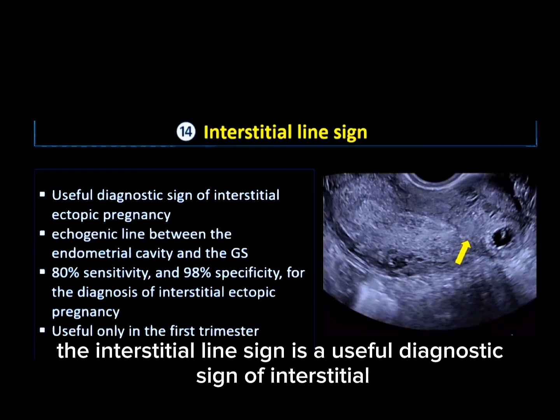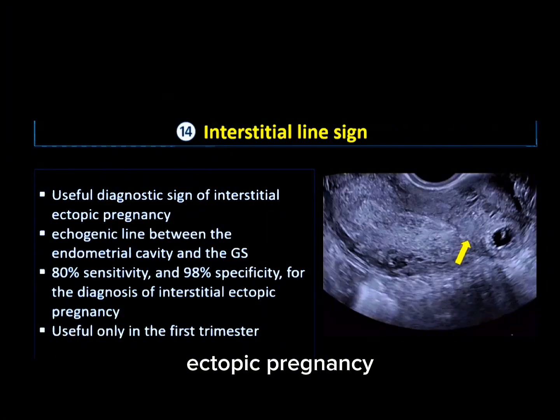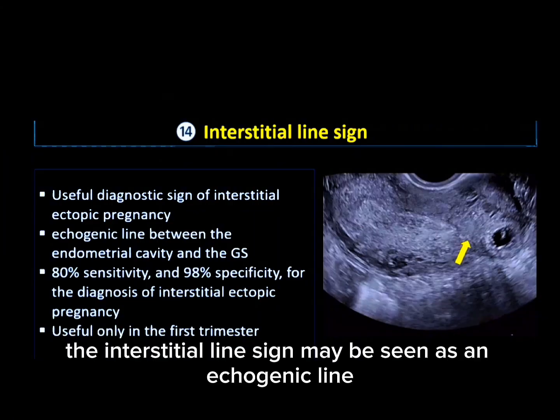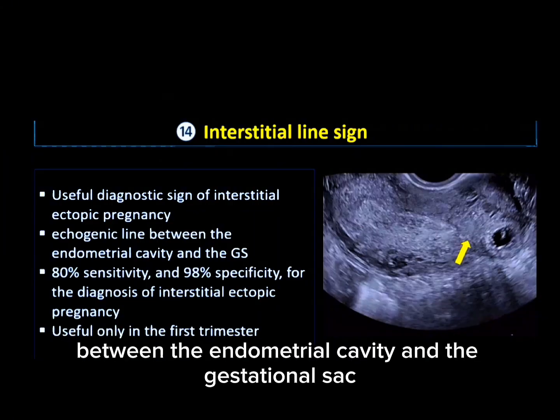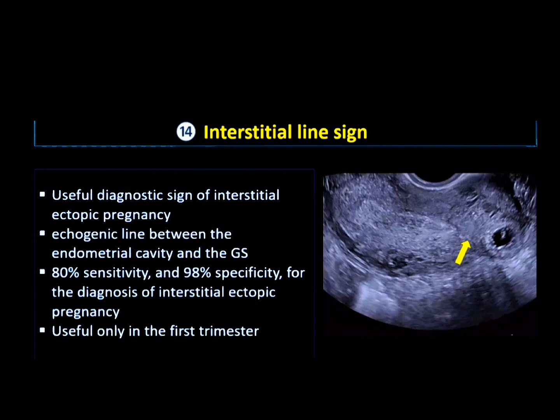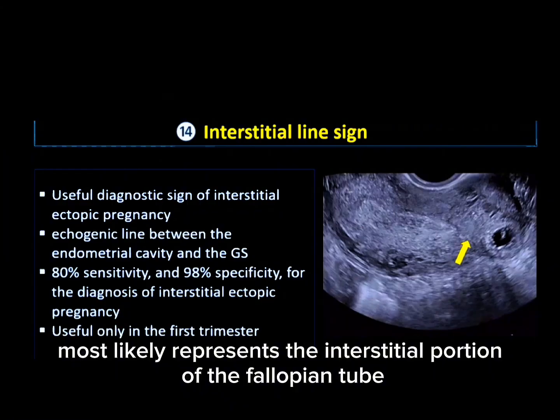The interstitial line sign is a useful diagnostic sign of interstitial ectopic pregnancy. The interstitial line sign may be seen as an echogenic line between the endometrial cavity and the gestational sac. This echogenic line most likely represents the interstitial portion of the fallopian tube.